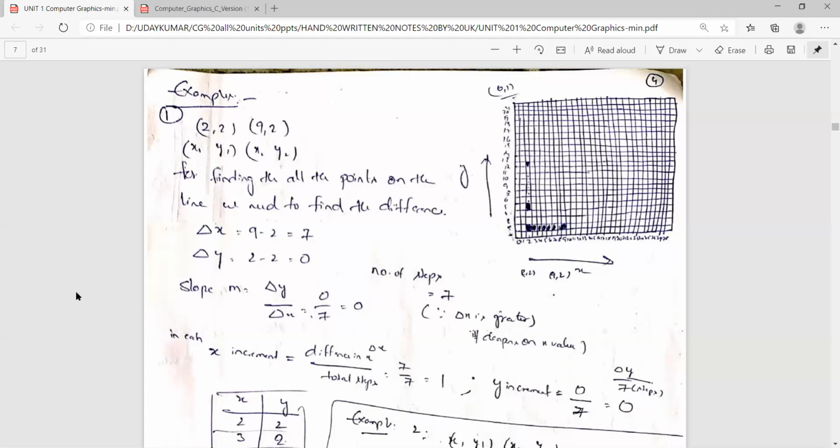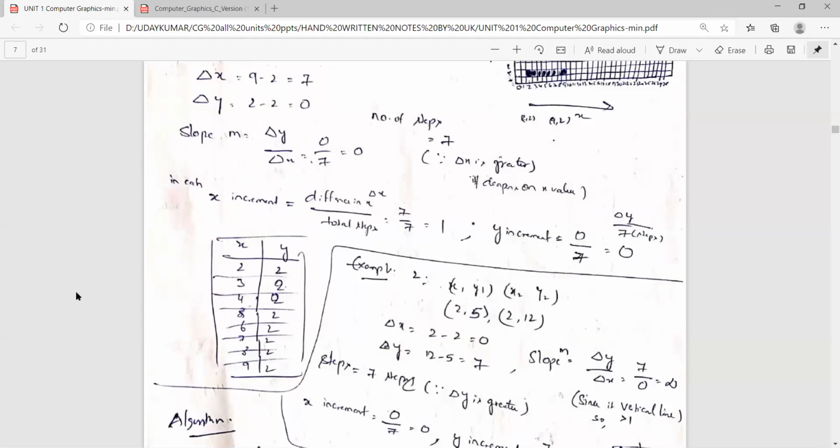So how do we calculate the x increment? Difference of x means delta x. What is the value of delta x? 7, divided by total steps. What are the total steps? 7. So 7 by 7 equals 1. And then the y increment: the difference of y, delta y, is 0, divided by total steps, 7. So 0 by 7 is 0. And we got the point 1 comma 0.